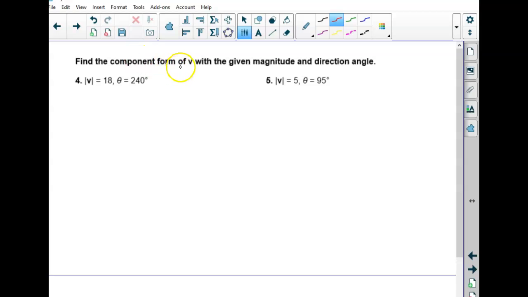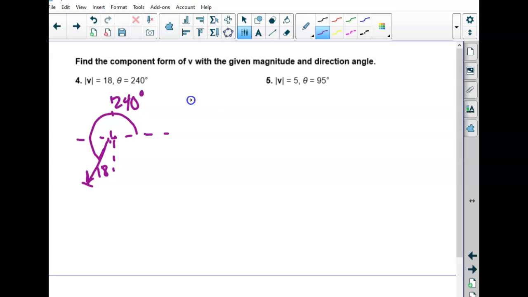This is a quick review. These two shouldn't freak you out too much. What is this giving us? What does this notation mean? Magnitude and an angle. So I could make you draw this. I'm not going to, but let's see, 240 degrees would be down here somewhere, right? And it's 18 units long. But you don't have to draw it at all.